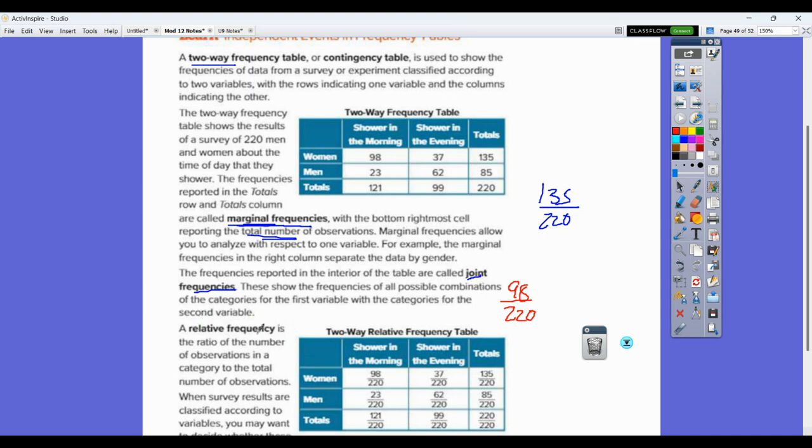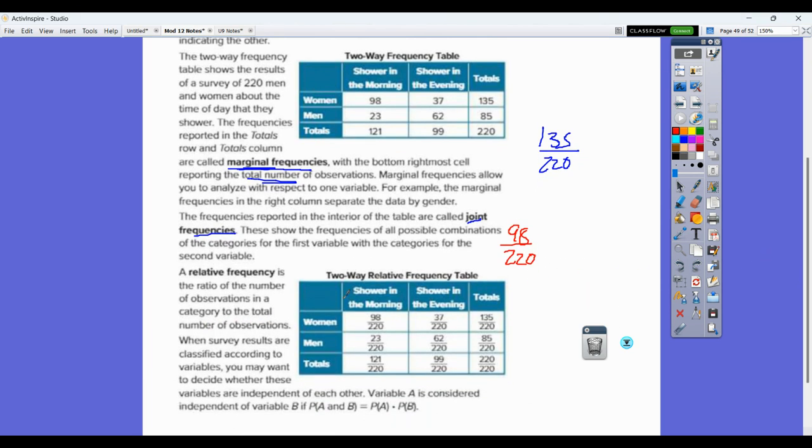A relative frequency is a ratio of the number of observations in a category to the total number of observations. So what you see there, 98 out of 220, you can see actually in a two-way relative frequency table here that shows the probabilities of each of these things happening. Okay, so you see my 135 out of 220 that was there, and my 98 out of 220 that I found. But those are relative frequencies. Okay, ratio of the number of observations in a category to the total number of observations.